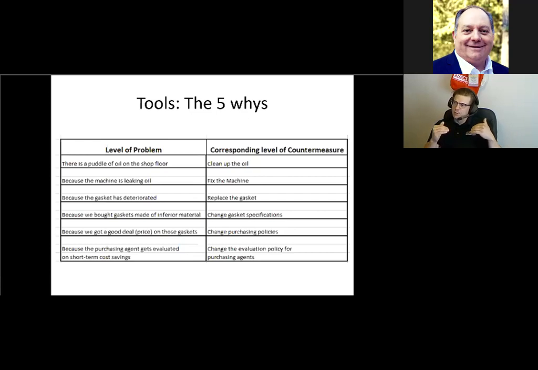So we ask ourselves, why is there a puddle of oil on the shop floor? It's because the machine is leaking oil. Okay, so we fixed the machine. So we've gotten one level deeper. And then you come back perhaps a week later, and there's now oil on the shop floor. So you haven't quite solved the problem, and it keeps on coming back. So we ask ourselves why again, and it's because the gasket has deteriorated. You find that out when you're digging deeper. So we replace the gasket, but oil comes back. We investigate again. We ask ourselves why again, and it's because we bought gaskets made of inferior material.